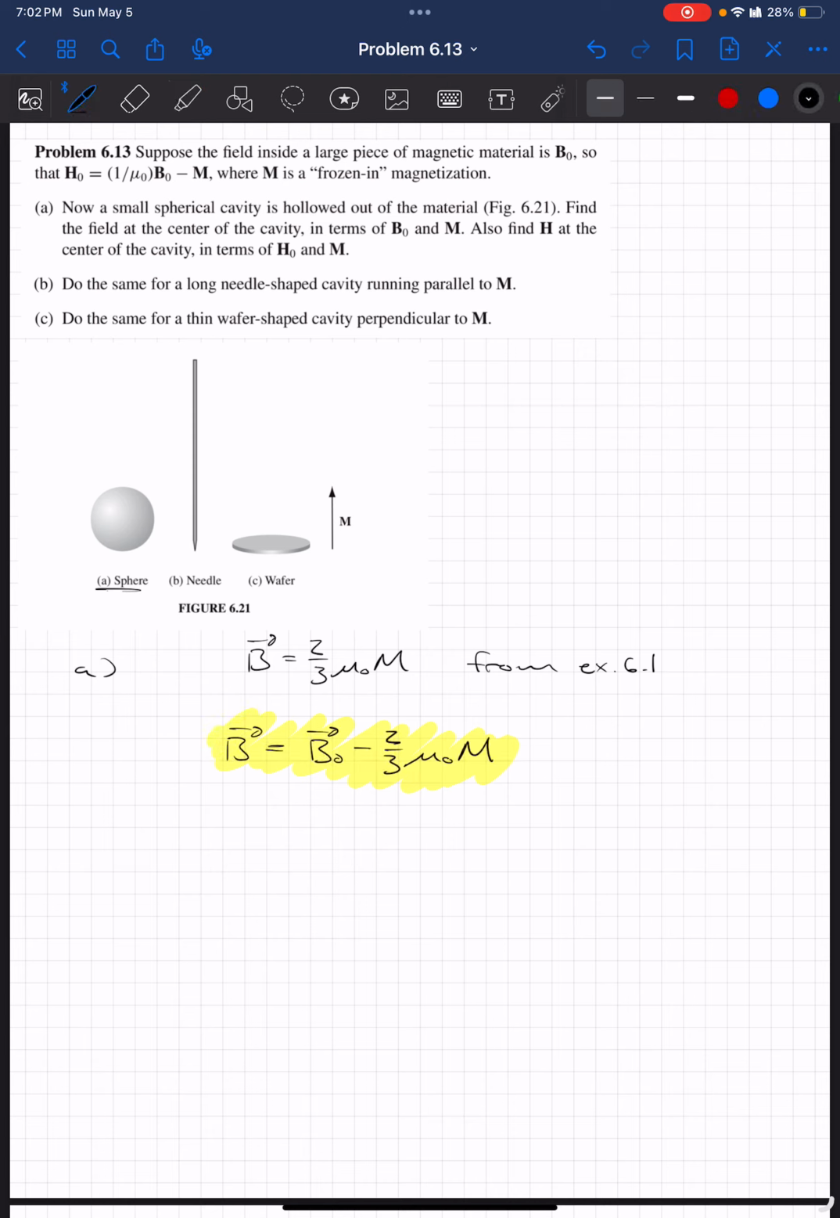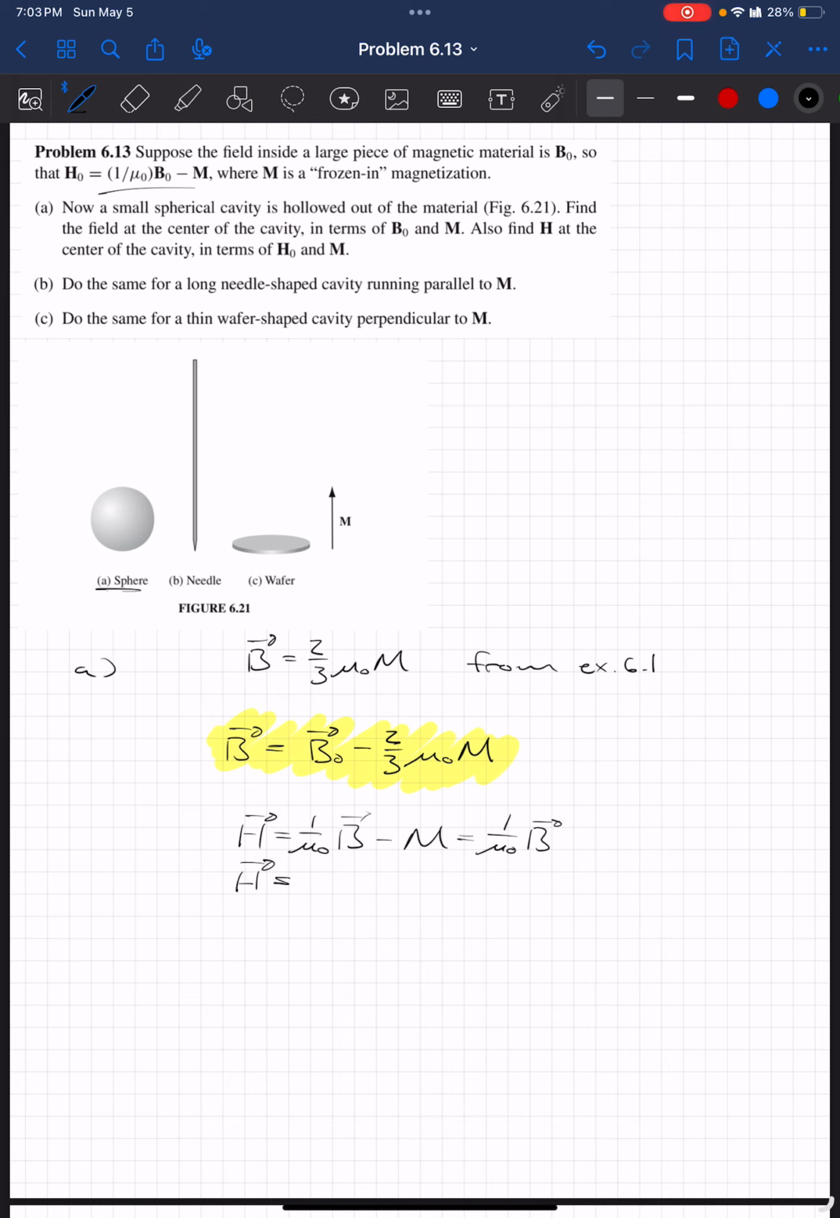We also want to find H at the center of the cavity in terms of H naught and M. And we're given up here that H naught is equal to 1 over mu naught multiplied by B naught minus M. But we're trying to find H. And in general, H is equal to 1 over mu naught times the magnetic field minus M. However, at the center of our cavity, M is equal to 0. So H at the center of the cavity is equal to 1 over mu naught times B. So we're going to plug in our new magnetic field to solve for our H with this cavity.